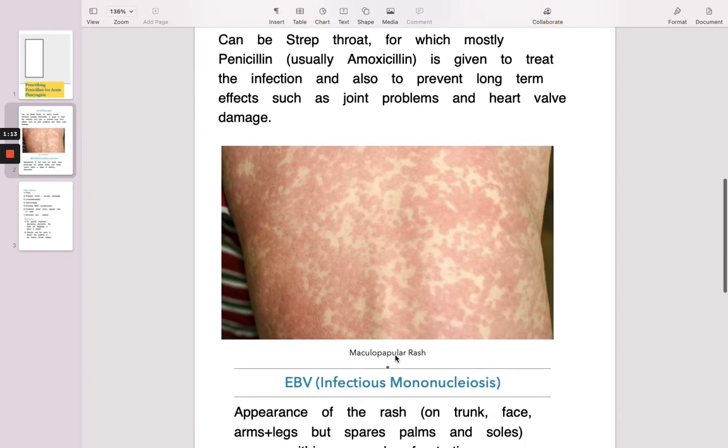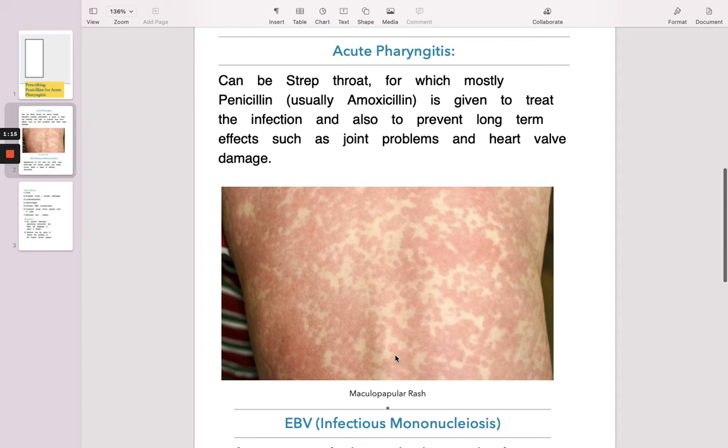Okay, so what happens in this setting is that a person comes with pharyngitis and the throat looks reddish. They have swollen tonsils, and the physician decides to treat this as strep throat with amoxicillin. Within a week of this treatment, the patient comes back and they have a rash that looks something like this.